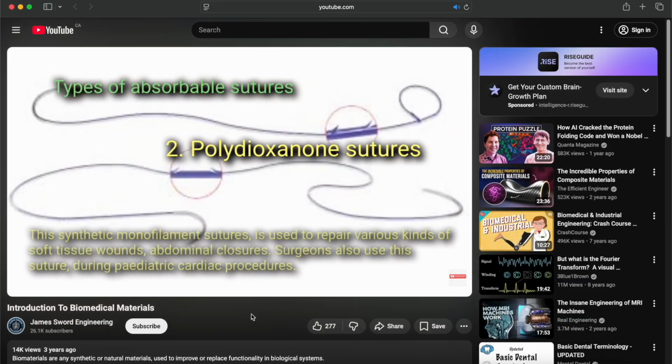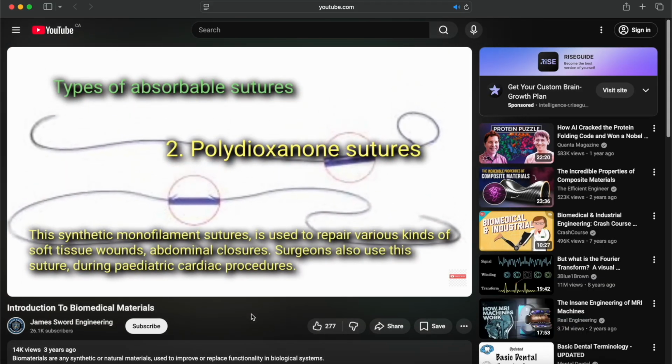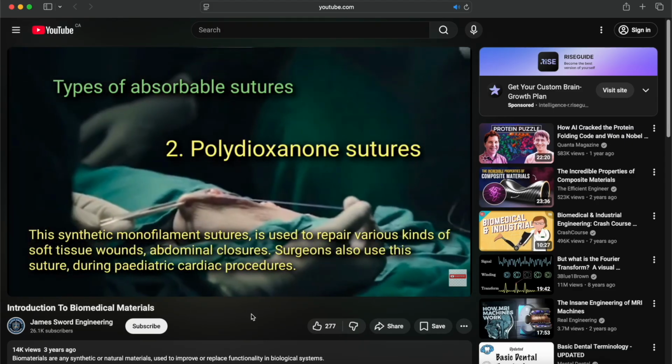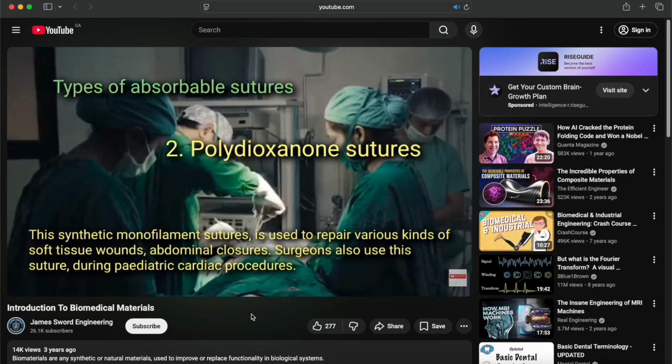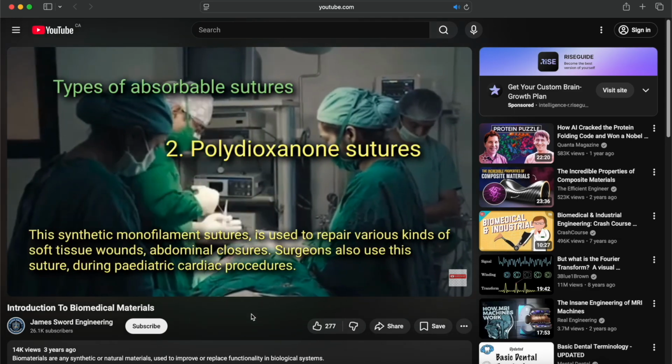Polydioxanone sutures. This synthetic monofilament suture is used to repair various kinds of soft tissue wounds and abdominal closures. Surgeons also use this suture during pediatric cardiac procedures.